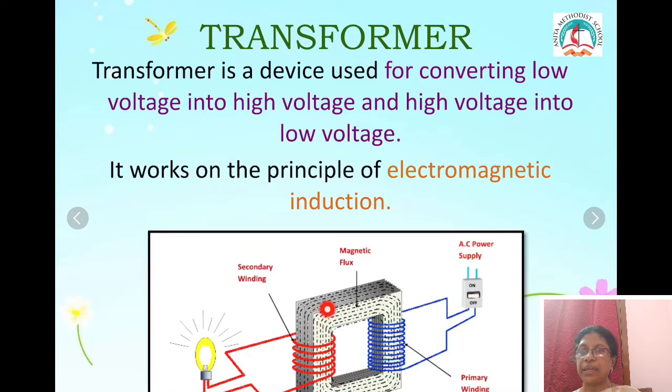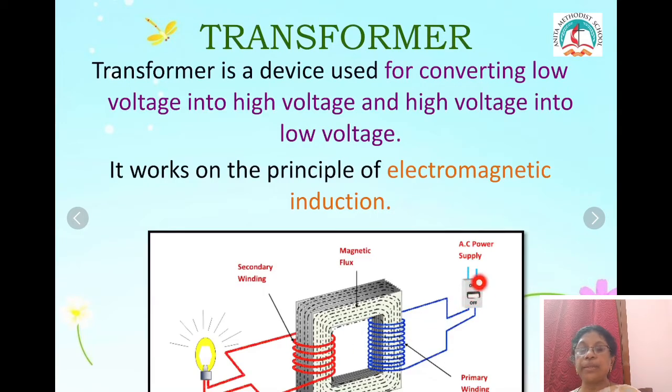Let us look at a transformer. How does a transformer look? Now this consists of a soft iron core, and around the soft iron core is the coil wound. This gives you the number of turns. Here we see the primary coil, and on the other side you see the secondary coil.